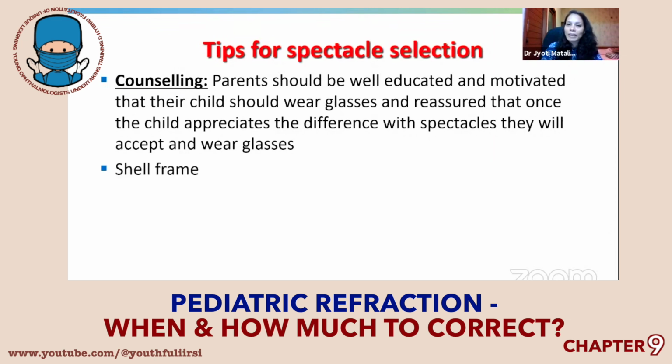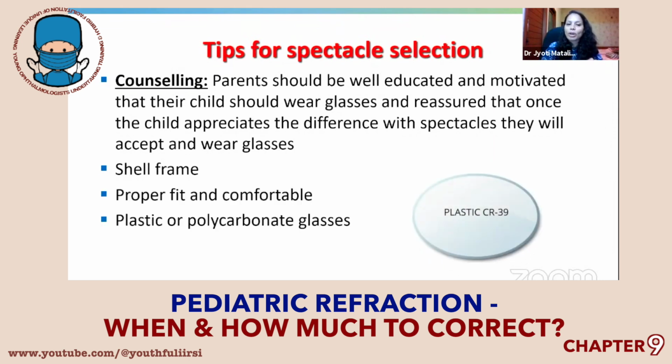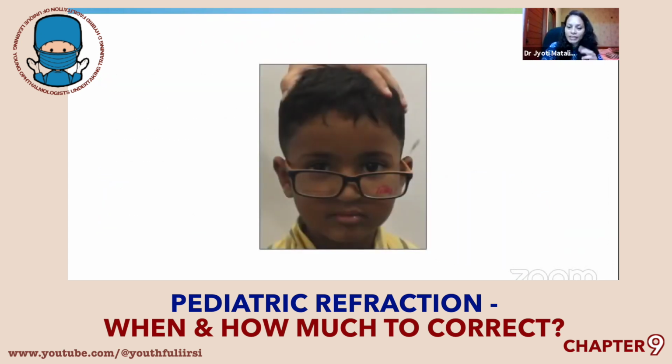Remember to choose a shell frame because that leaves fewer marks. A proper fit and comfort is very, very important. And use plastic or polycarbonate. Polycarbonate is a little expensive, but they can use CR39 initially. But unfortunately, it is not scratch proof. Once the number remains stabilized, you can go to polycarbonate. Remember, a glass should not be like this, fitting down.